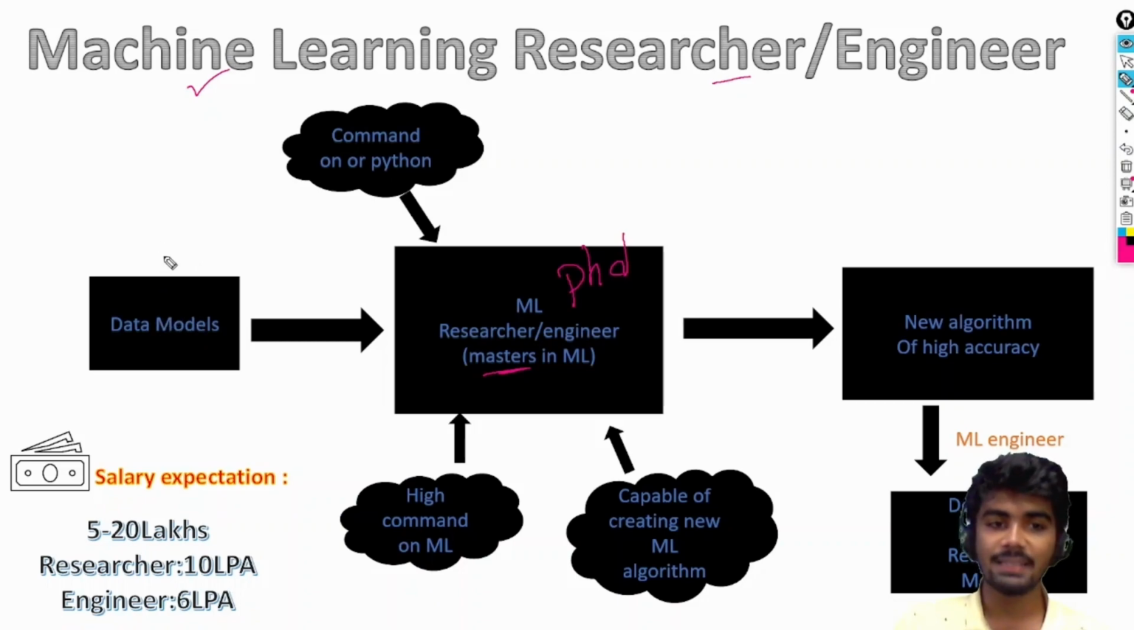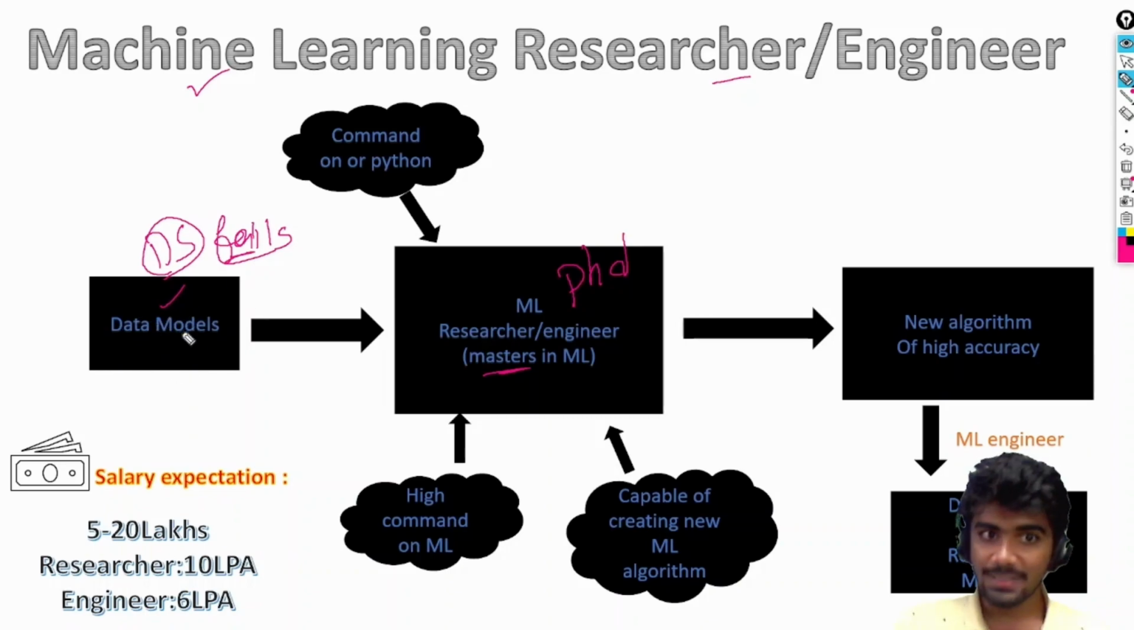But sometimes the data models built by the data scientist fail, because he tries to build the data models based on the algorithms that are already present. So if the algorithms which are already present fail on the data that we have, then the role of the machine learning researcher becomes very, very important.